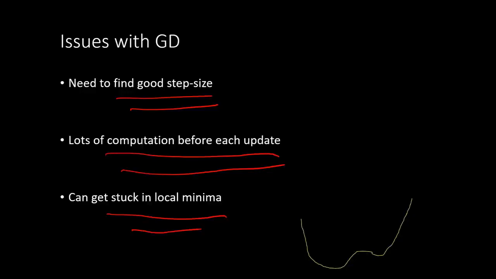So for example, if we are in the vicinity of this minima, we will actually get stuck here, whereas we may want to go over this hump and find the next local minima which is lower than the current local minima. So all these are issues with gradient descent, and some of these can be resolved by using a different version of gradient descent, such as stochastic gradient descent or batch gradient descent.